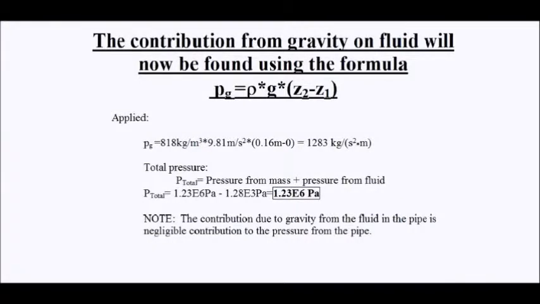The pressure contribution from the gravity for the fluid in the pipe can be found as follows. The formula is P gravity equals density times gravity times the difference in height. We do this in the formula as follows.